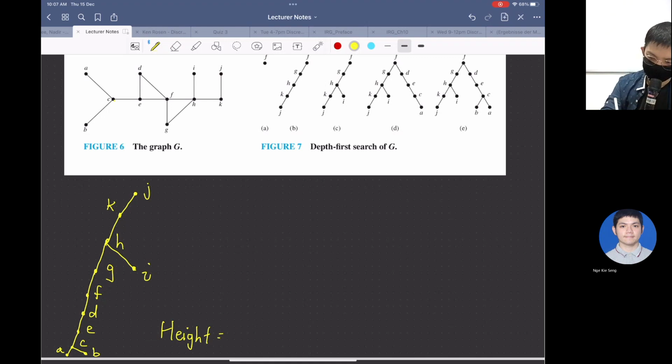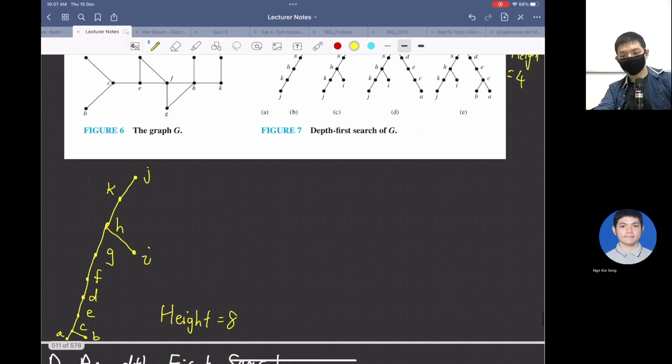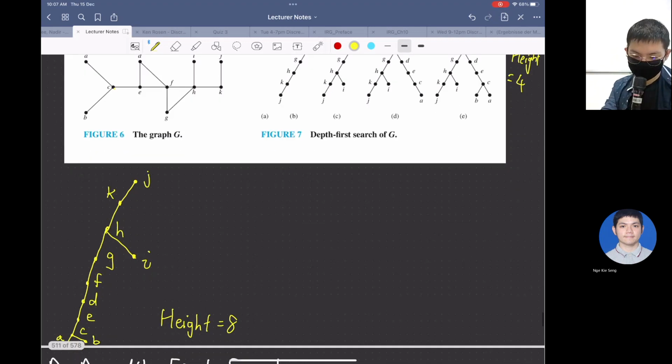Okay. What's the height of this? 1, 2, 3, 4. Yes, height is 4. So that first search will result in a very tall tree. By the way, tall is the word I invent here.